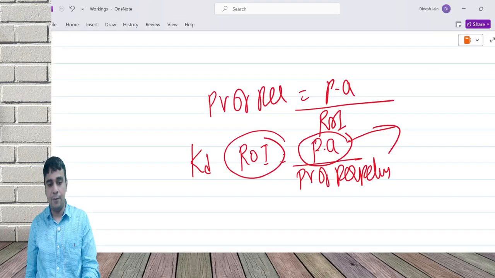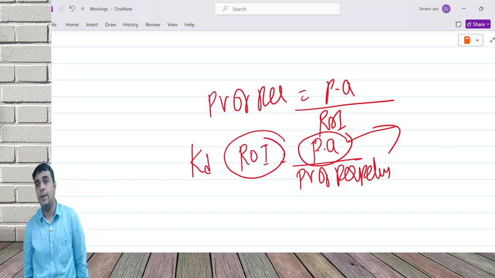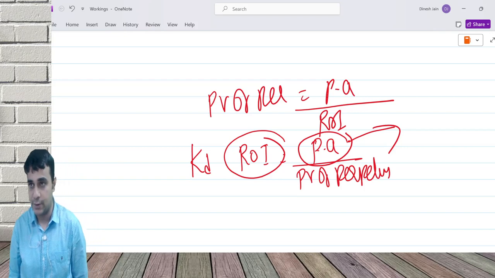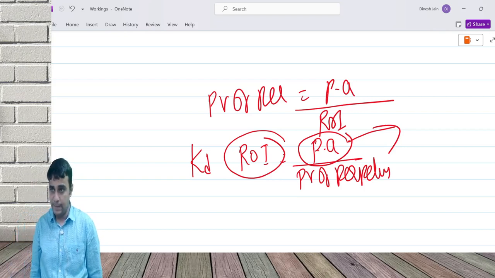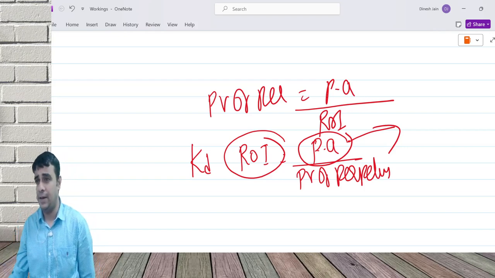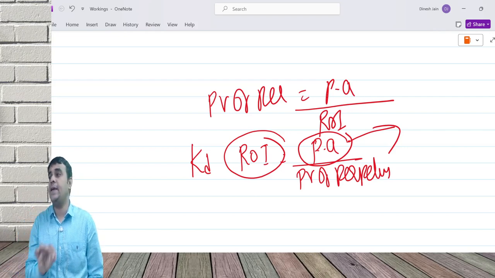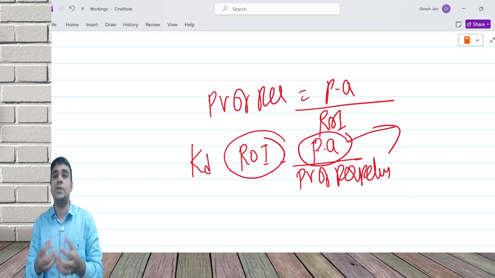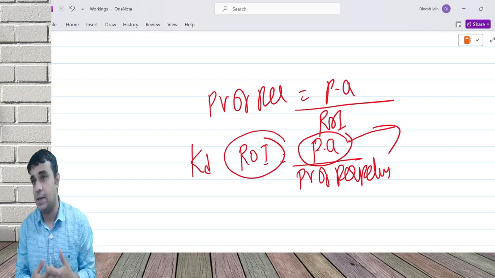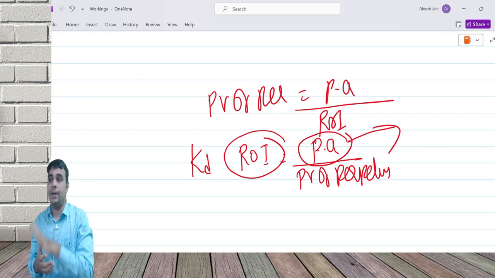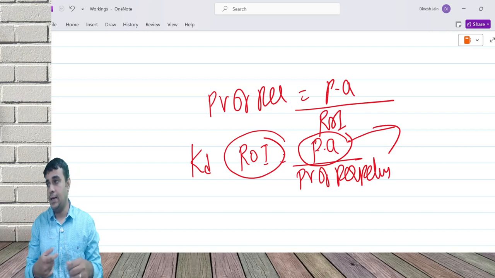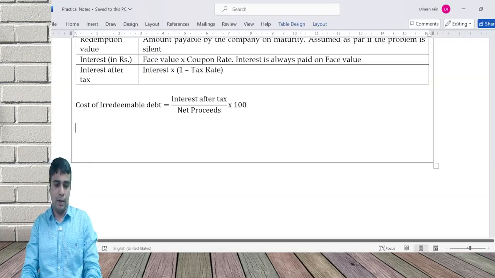I'll repeat again. The formula comes from this: present value of perpetuity is equal to perpetuity amount divided by rate of interest. Rate of interest goes to the left hand side, which is the cost of debt. Perpetuity amount is the interest I pay every year, and present value of perpetuity is today's value, which is technically called net proceeds. Net proceeds is the money which a company gets by issuing the debentures. Any doubts till this?